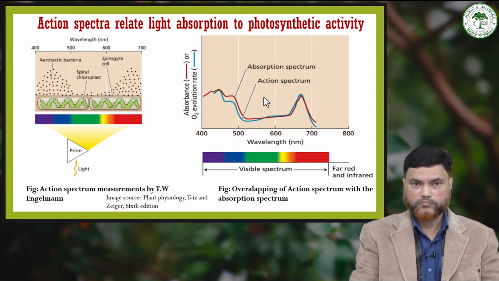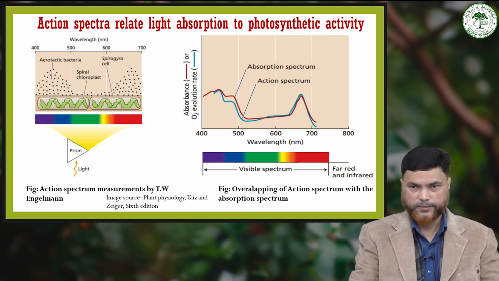Now, what is the action spectra? As you see in this graph, the action spectrum is the rate of photosynthesis at different wavelengths of light. The action spectrum of photosynthesis is obtained by plotting a graph of the rate of oxygen evolution by a plant under different wavelengths of light.